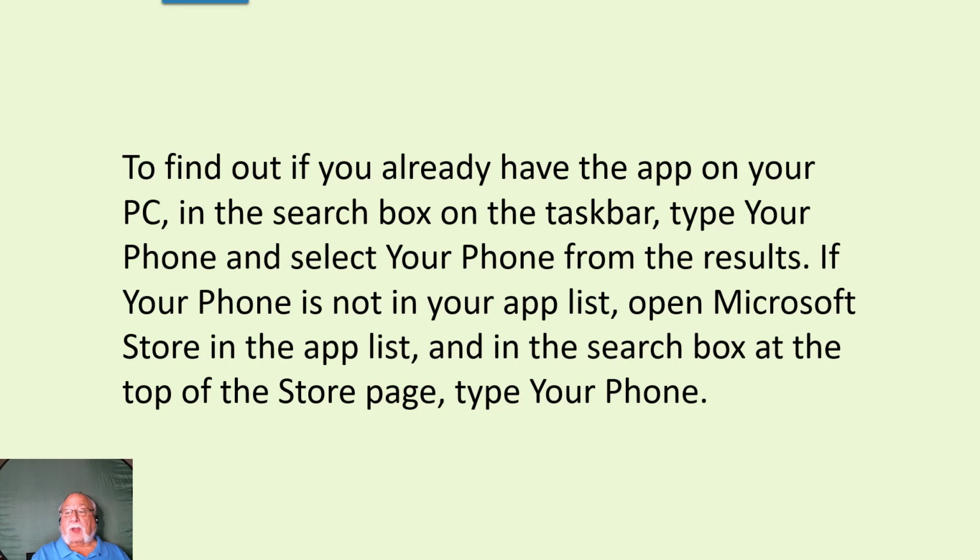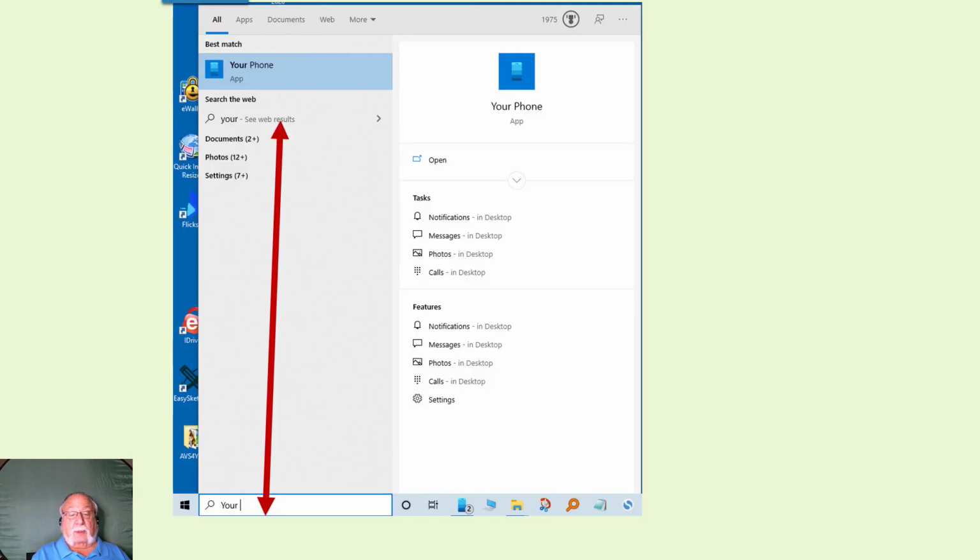To find out if you already have the app on your PC, in the search box on the taskbar, type in Your Phone and select Your Phone from the results. If Your Phone is not in your app list, open Microsoft Store in the app list, and in the search box at the top of the store page, type in Your Phone. If it is there, this is what it will look like.